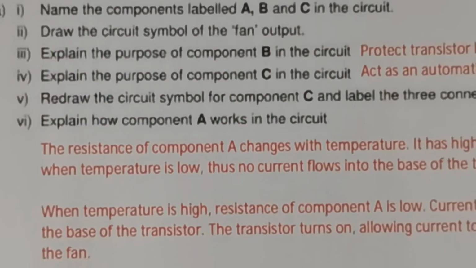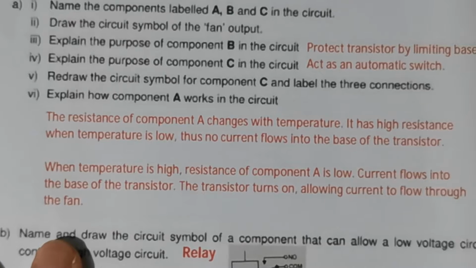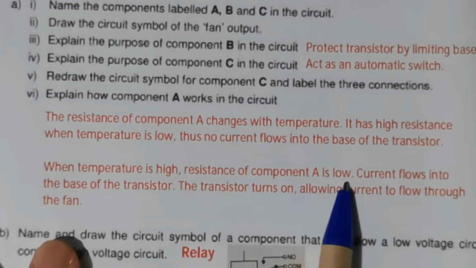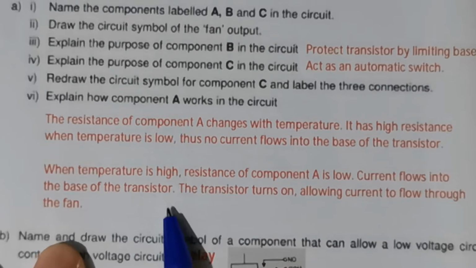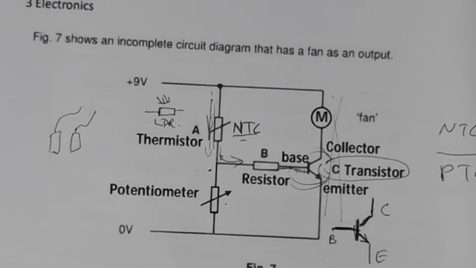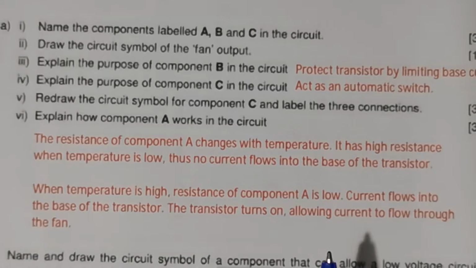Alright, the second part is written down here. When temperature is high, resistance of component A is low. Current flows into the base of the transistor. Resistance low, current able to flow into the base, and the transistor turns on. Transistor turns on, allowing current to flow through the fan.